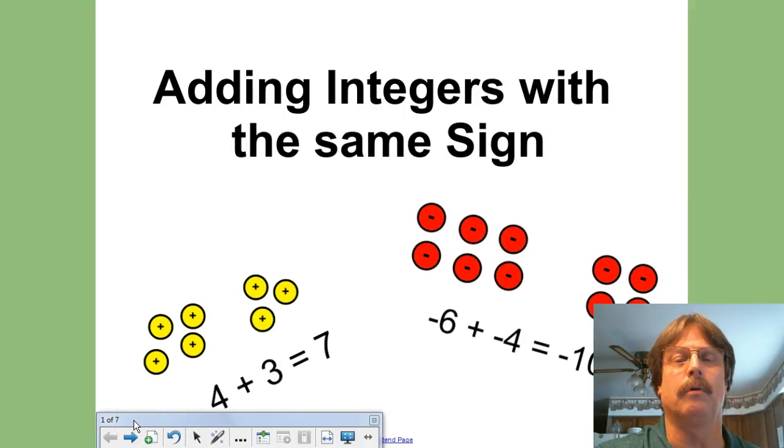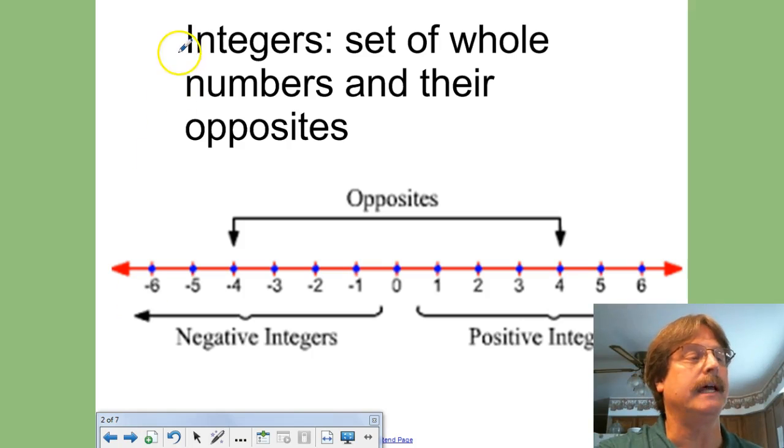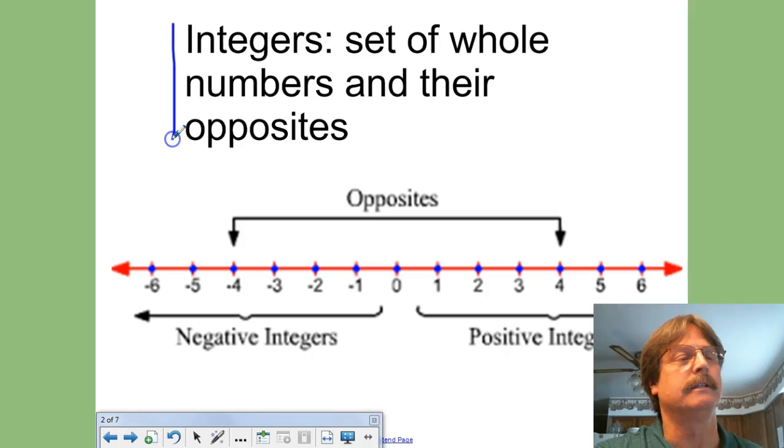In this video, we're going to work on adding integers with the same sign. If we recall the definition of integers, it's a set of whole numbers and their opposites. We have all our positive numbers here on the right side of 0, and all the negative numbers here on the left side of 0.